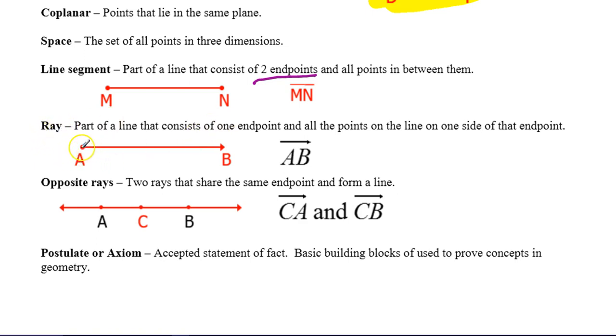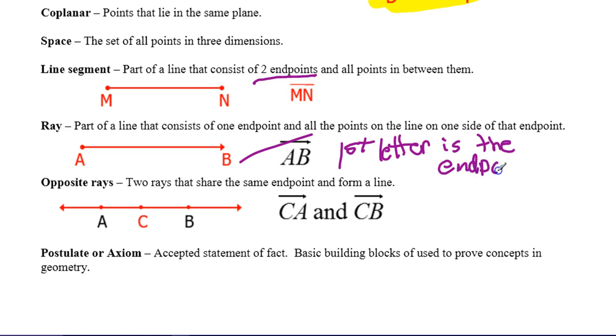Now, the next thing, similar but slightly different, is a ray. You'll notice here, ray AB. A ray has one endpoint, and then it extends indefinitely in the other direction. Note this: when you're naming a ray, the first letter is the endpoint. Feel free to write this more neatly on your own paper.